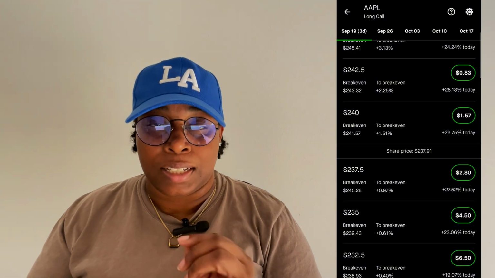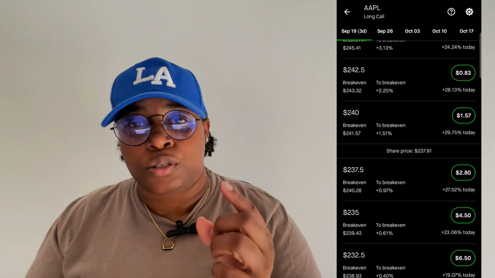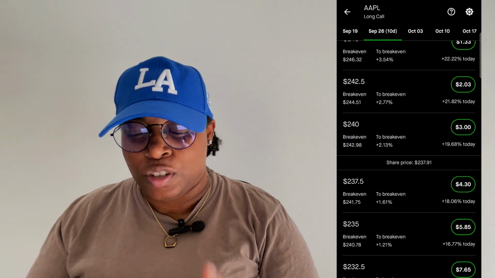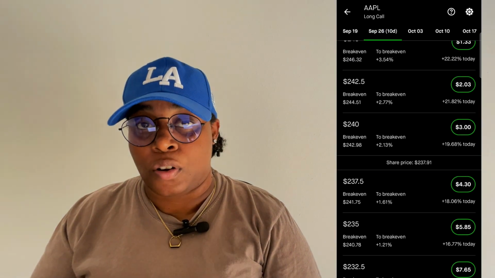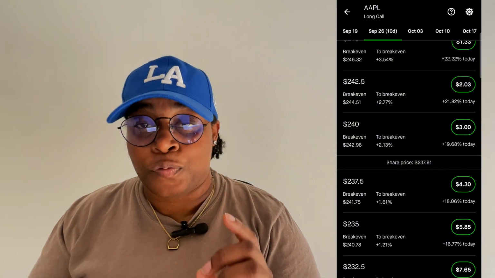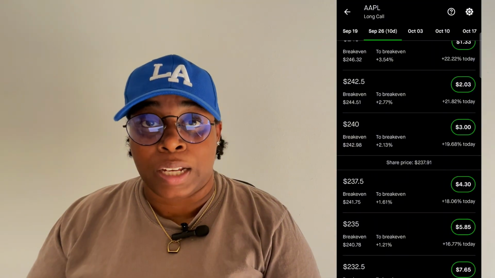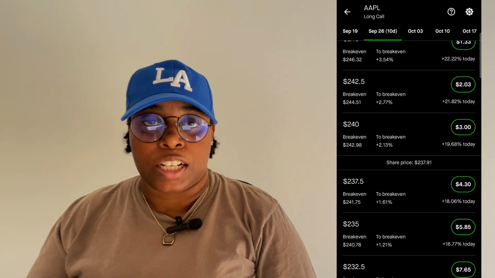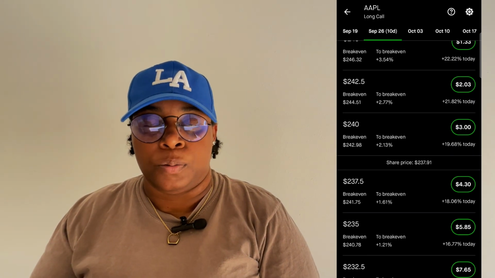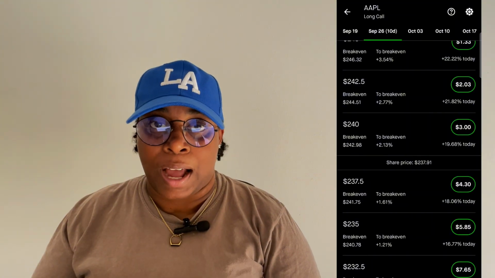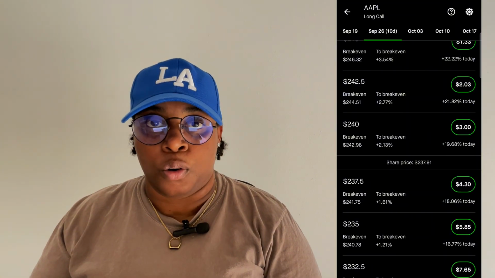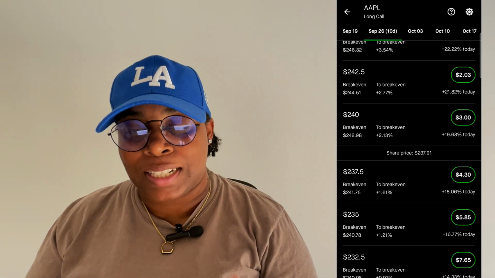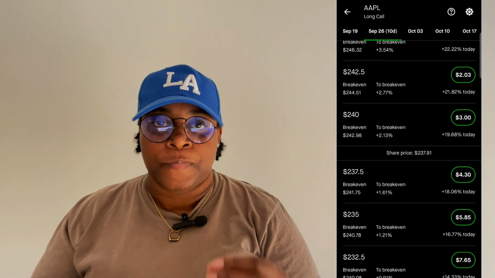Now, this is why I wanted to point that out. We're going to go to a September 26th expiration, which is in 10 days. And you notice that that same $240 strike is now $3, which will cost you $300 to enter. That is because the further out you go on your expiration, the higher the premium will get, because technically you're just buying time to be able to hold your trade and let it make its move. Now we're going to click one, and this is what I wanted to talk about in the video.